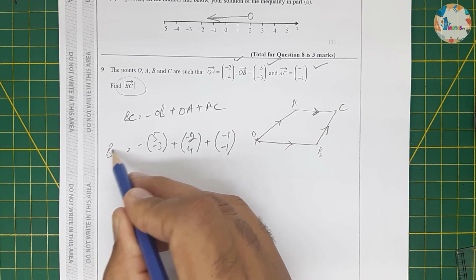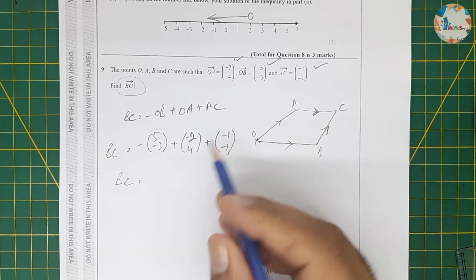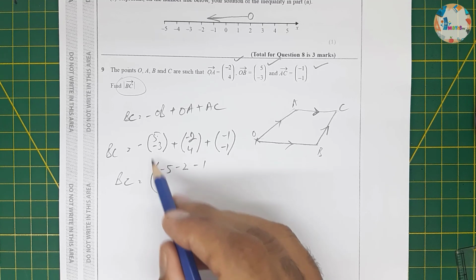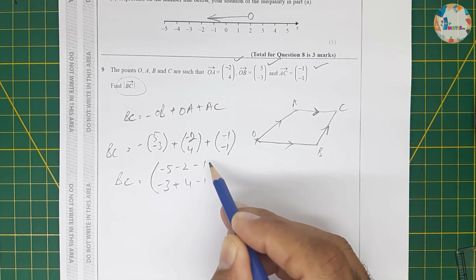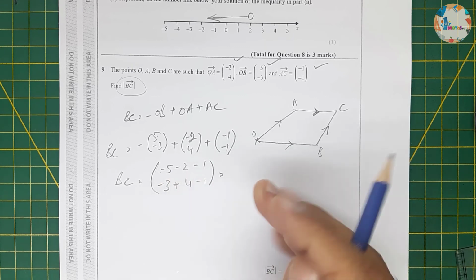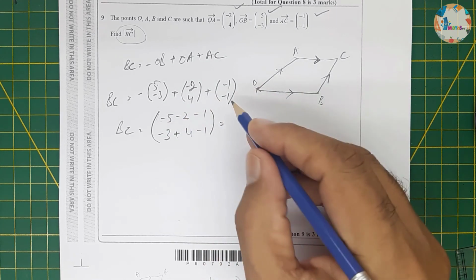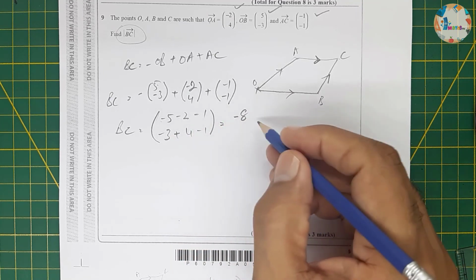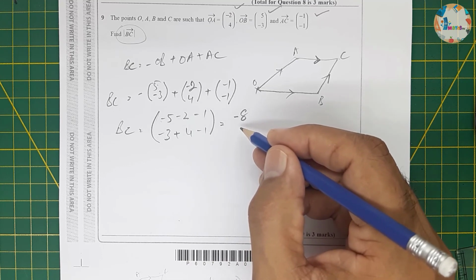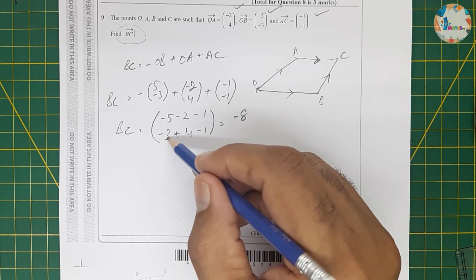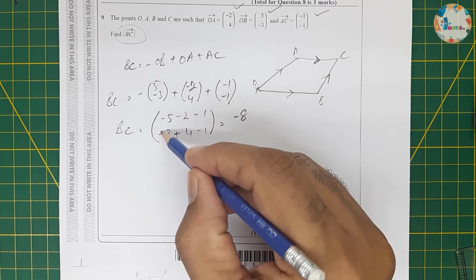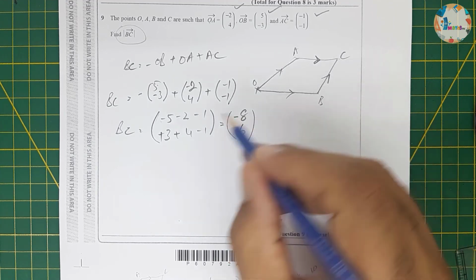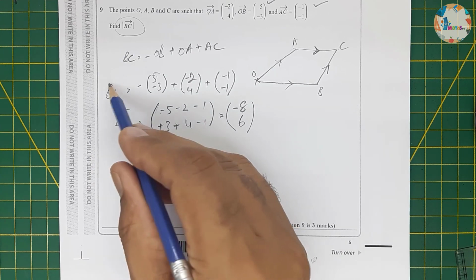Now we can find this BC. BC will be equal to minus 5, minus 2 and minus 1, and minus 3 plus 4 and minus 1, and this implies this will be minus 8. And this is not minus 3, this will be minus plus. So 7 minus 1 will be 6, so here will be 6. Now this is our BC vector.